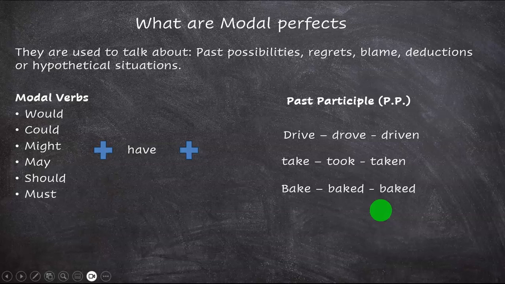Now, if you look at these 3, which one is the past participle in this? Well, it is driven, taken and baked. The V3 or the verb 3 is the past participle. Okay, so that is what the past participle is. As I told you that I won't go into too much of detail into this. So the formula of a modal perfect sentence is modal verb plus have plus past participle. I hope that is clear.